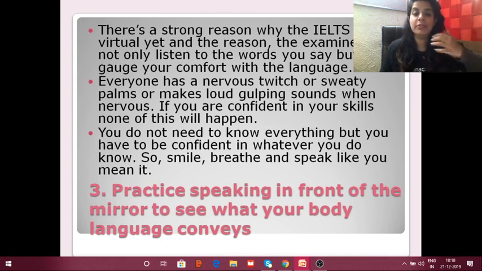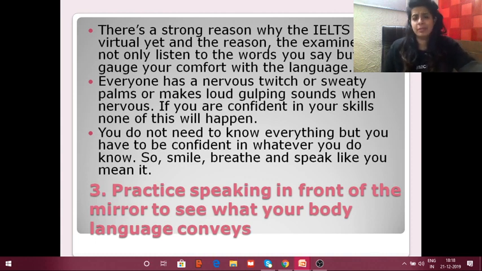Next, practice speaking in front of the mirror to see what your body language conveys. When you are able to observe yourself, when you're able to see yourself, and you know how you're acting out, there's a very, very positive feedback you give to yourself in that manner. And you also learn where you are flawed.